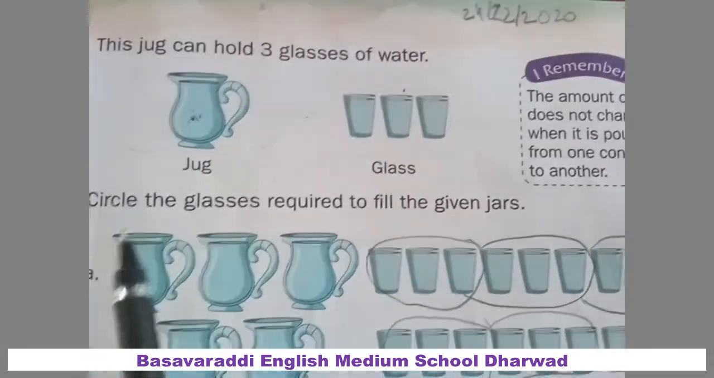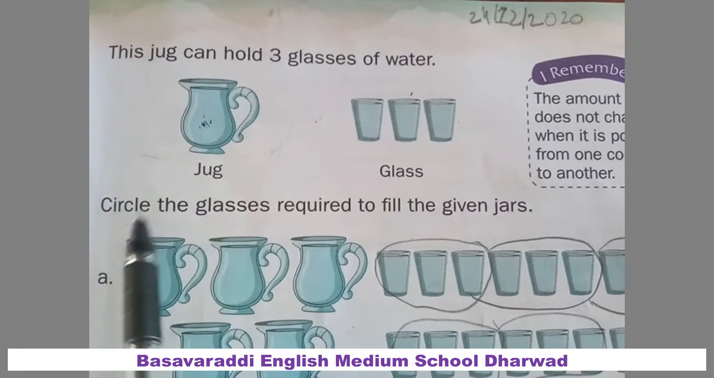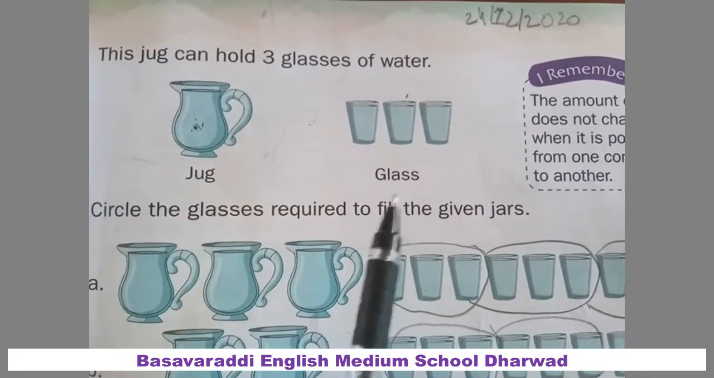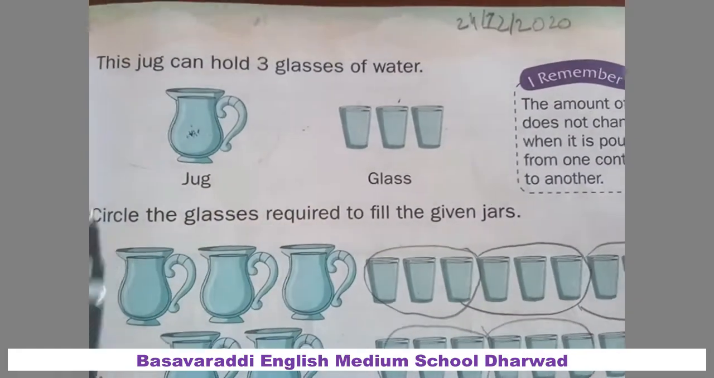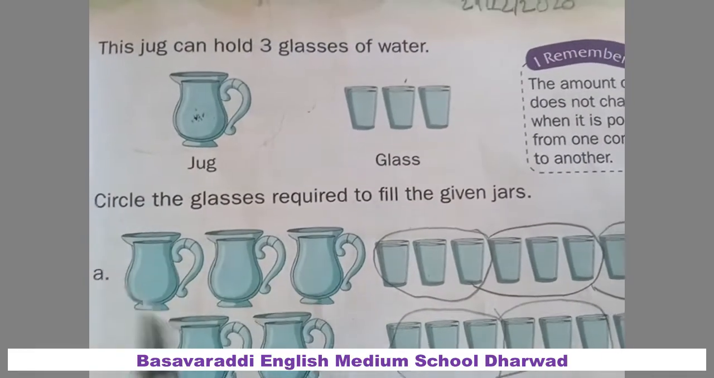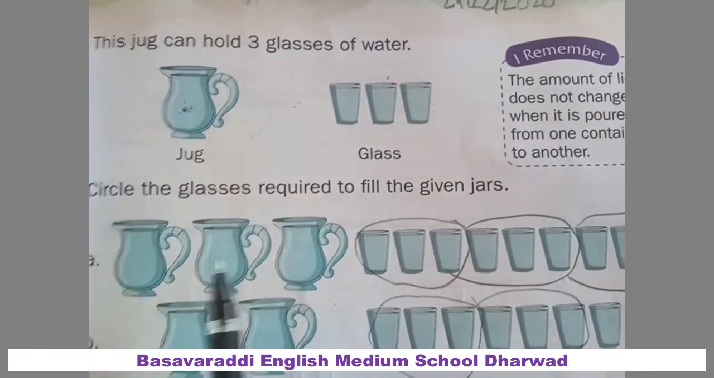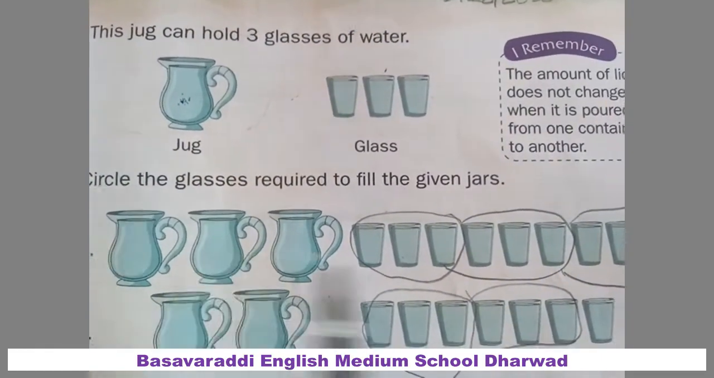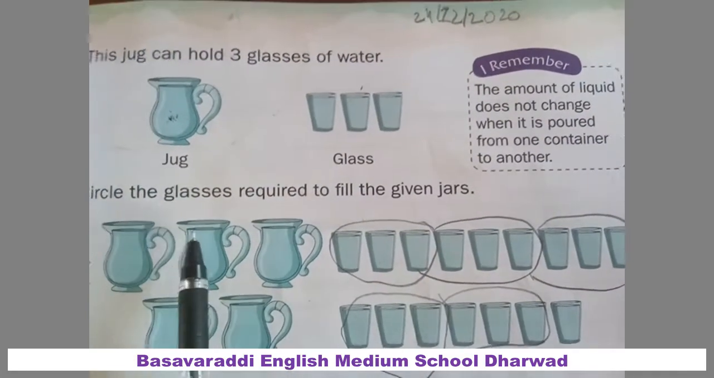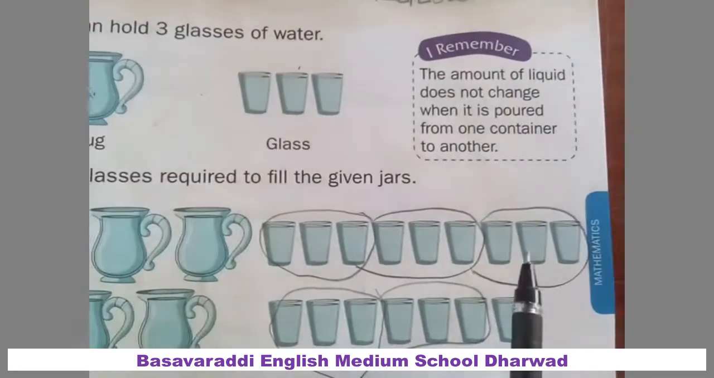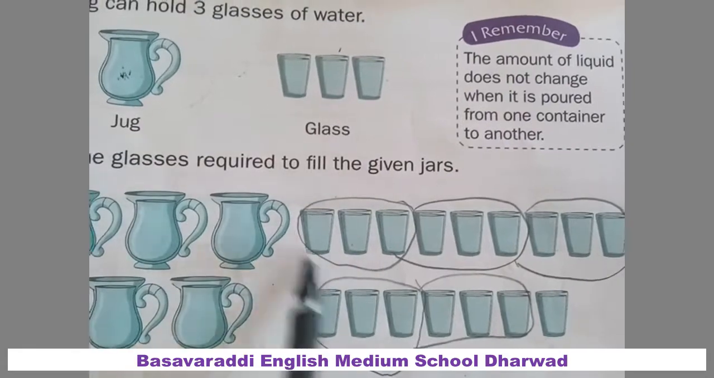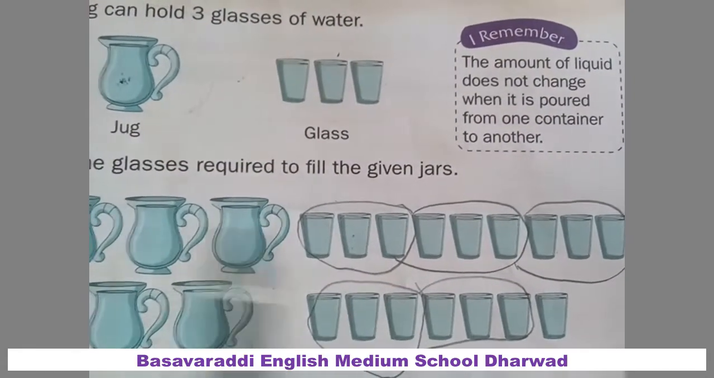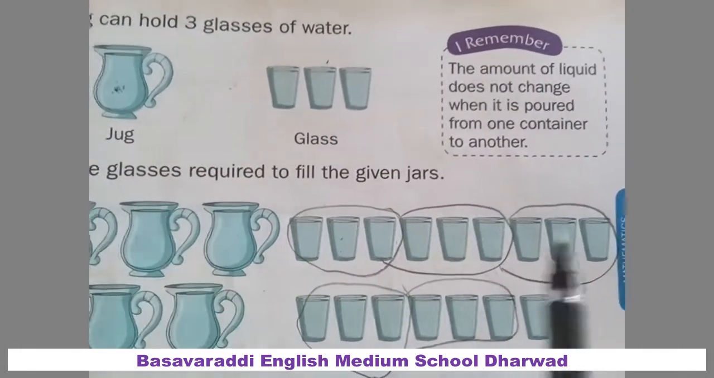Then, circle the glasses required to fill the given jug. See what they are telling. One jug is filled by 3 glasses. Another jug is filled by 3 glasses. So another jug is holding 3 glasses. So you have to circle these glasses and one jug. This is one jug, this is the second one and this is the third one.